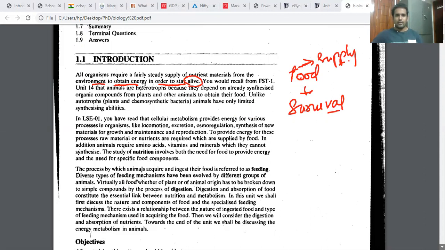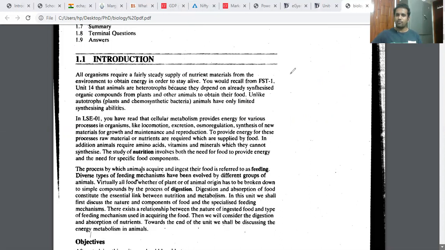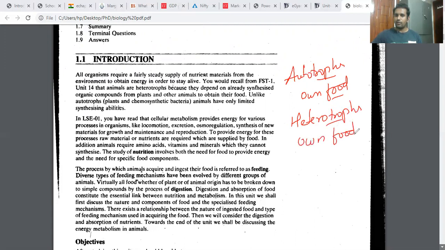And on the basis of that, the types of organisms on our planet are very, very different. Some of them are autotrophs. Autotrophs are those which can prepare their own food, right? Then we have heterotrophs that cannot prepare their own food. That we have already learned in the class itself.